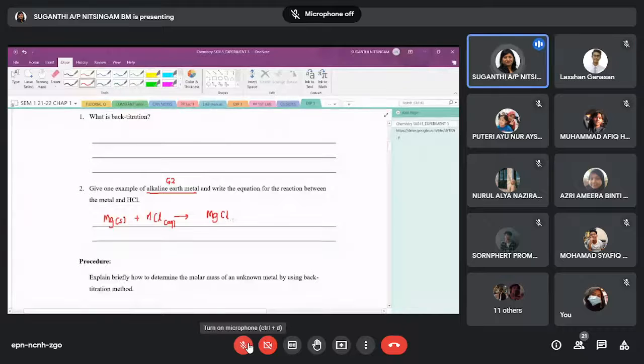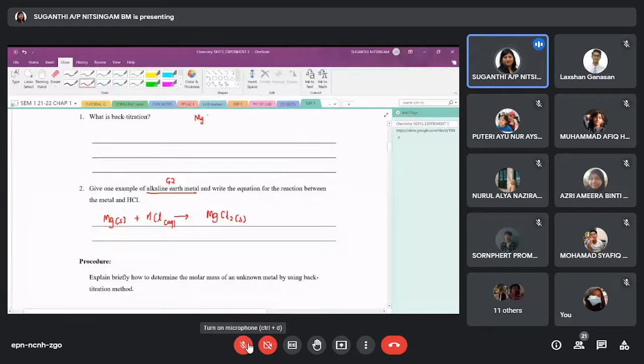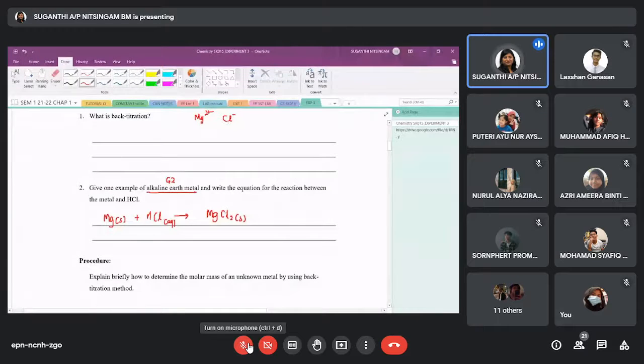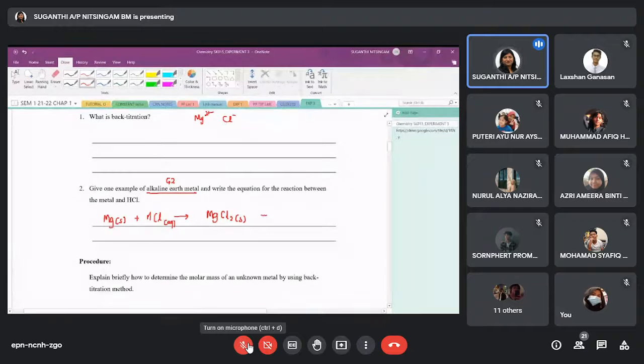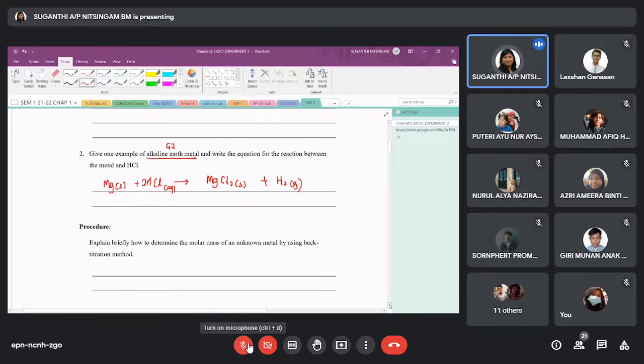MgCl2. Everyone must know how to write this. This is where you learn it in Form 4, right? Mg is 2 plus, Cl is minus. So when combined, it's MgCl2. Plus, what is released? Hydrogen gas. So when you see here, it's not balanced. So just put a 2 here in front. Okay, make sure you understand. And then explain briefly how to determine the mass of the unknown metal.